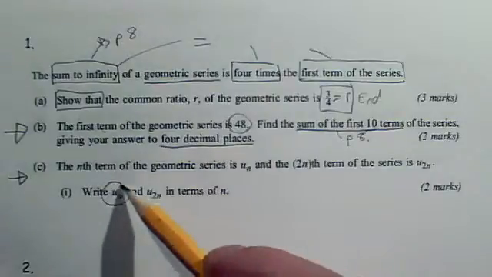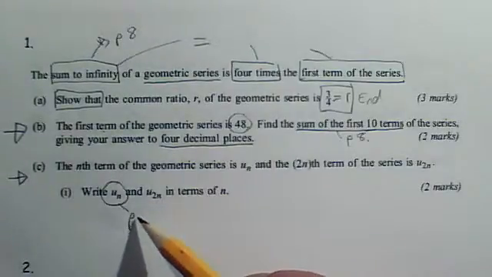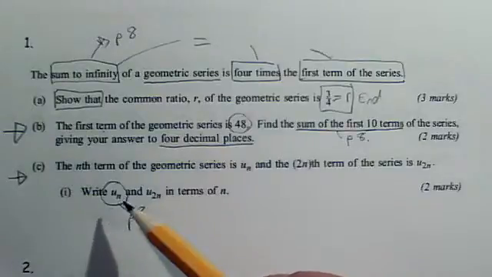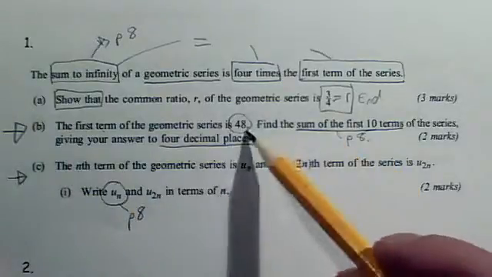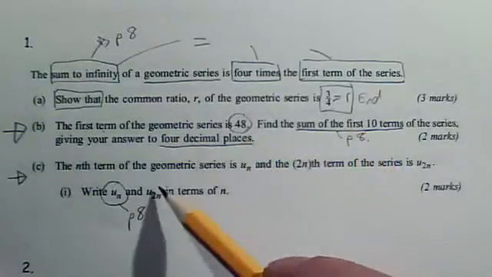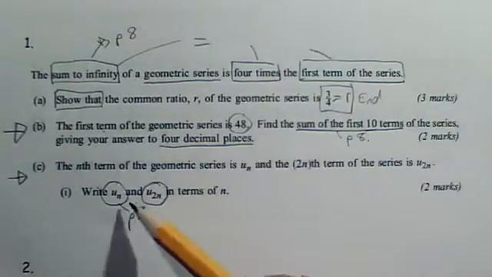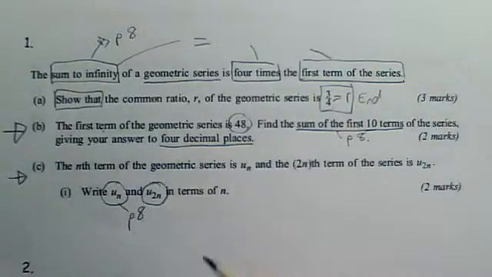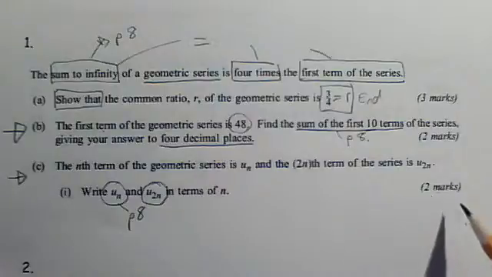There's a formula, again on page 8, for un. So you're just going to copy out that formula and replace the a's and the r's in it by the values you've got. For u2n, it's the same formula you've just done, except the n's become 2n's. So that's how you get these last couple of marks.